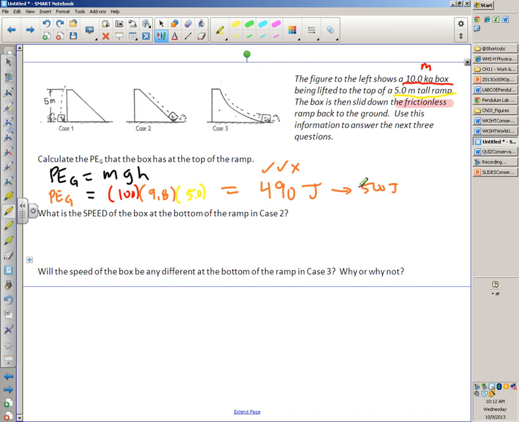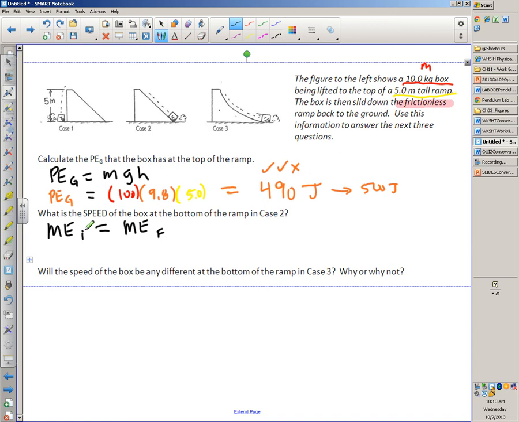Okay. And we said that if conservative forces are acting on an object, the total amount of mechanical energy at the beginning has to equal the total amount of mechanical energy at the end. And what do we call that idea? Conservation of mechanical energy. So in this case, because the ramp told us the ramp is frictionless, mechanical energy will be conserved.